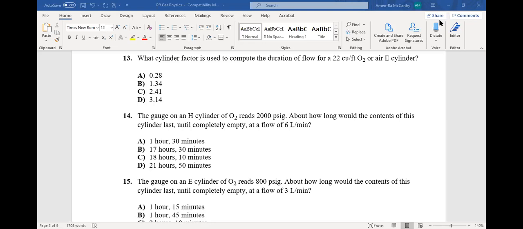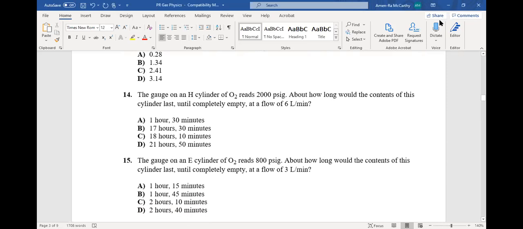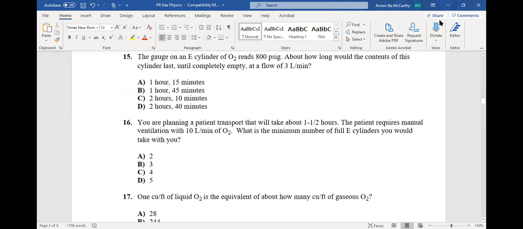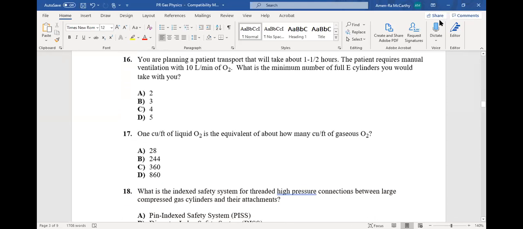Number 15. Now, the gauge on an E cylinder of an O2 tank reached 800 psi. About how long will the contents last if they're running on 3 liters per minute? Gabby. 1 hour and 15 minutes. It came out to be like 1.2 something. Yeah, so about an hour and 15 minutes. A. 1 hour and 15 minutes. Good. Good job.